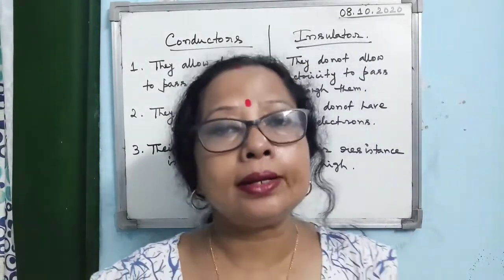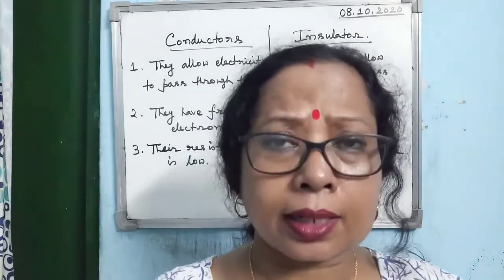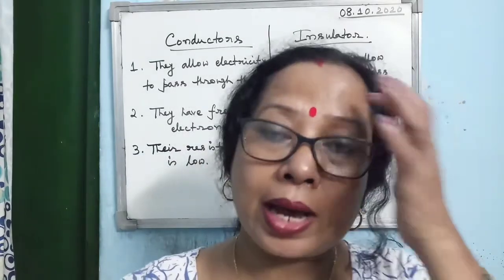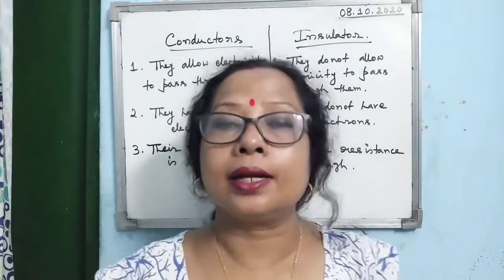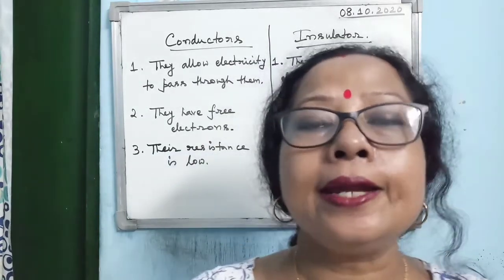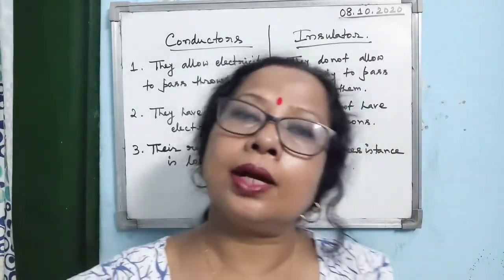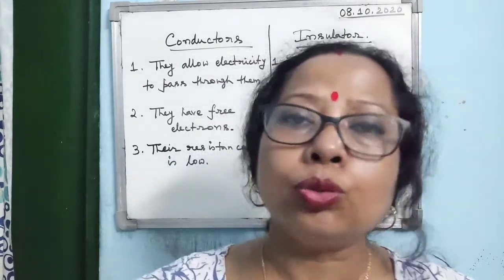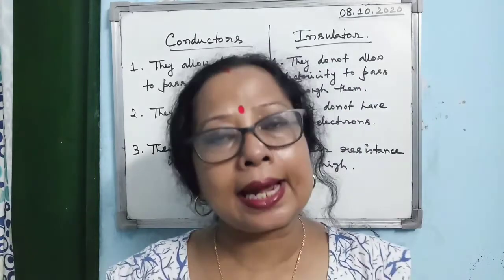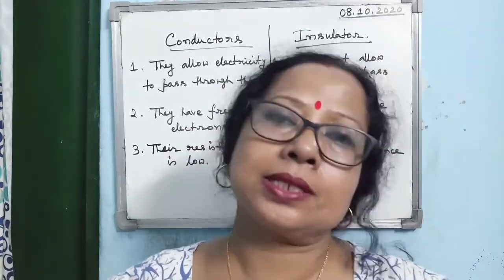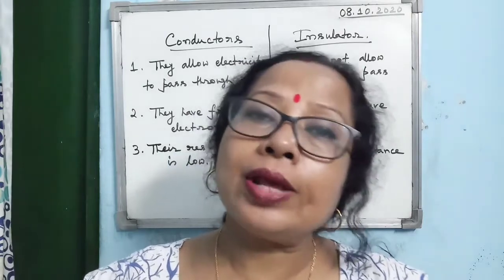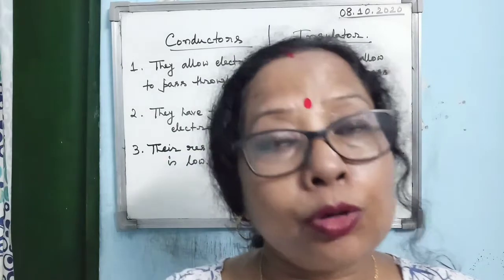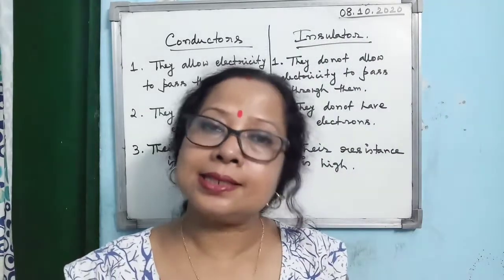And what are the insulators? Insulators are also known as bad conductors. The substances which do not allow electricity to pass through them are known as bad conductors or insulators. Now, why can conductors conduct electricity? Because inside the conductor, valence electrons come out from the atom and roam within the substance. They are known as free electrons. The valence electrons which come out from the outermost orbit of an atom and stay within the substance.